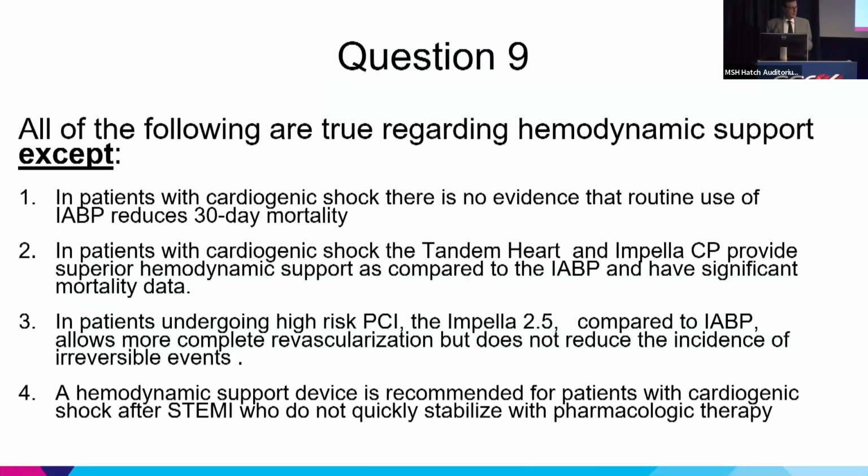All of the following are true regarding hemodynamic support, except which one? We're looking for the false statement. In patients with shock, there is no evidence that routine use of balloon pump reduces 30-day mortality. In patients with shock, the TandemHeart and Impella CP provide superior support as compared to balloon pump and have significant mortality data. In patients undergoing high-risk PCI, Impella 2.5 compared to balloon pump allows more complete revascularization but does not reduce the incidence of irreversible events.